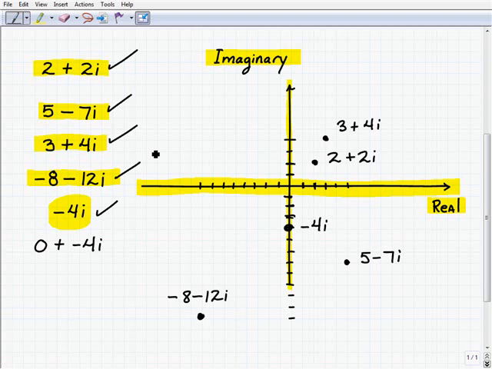And by the way, this is not the last time you're going to be seeing complex numbers or the graphs of complex numbers. As you progress with your learning, beyond Algebra 2 into some other more advanced things, you're going to be seeing more and more of the complex number system.